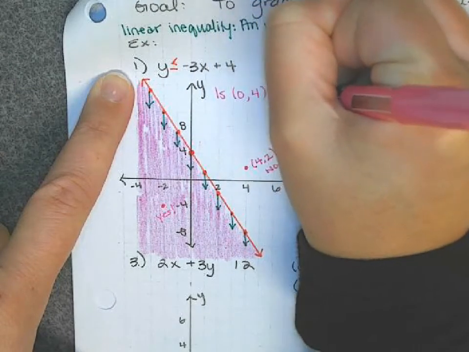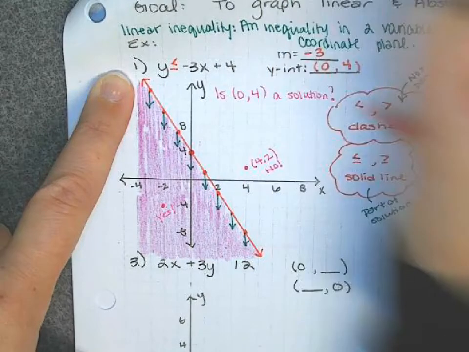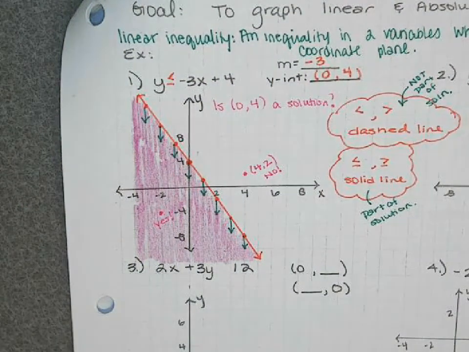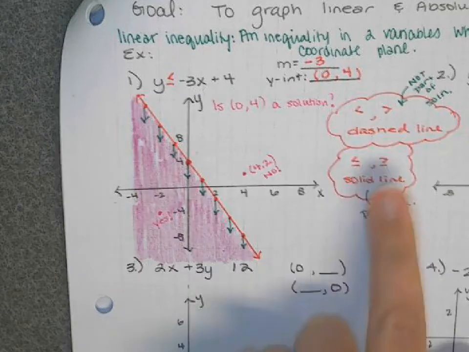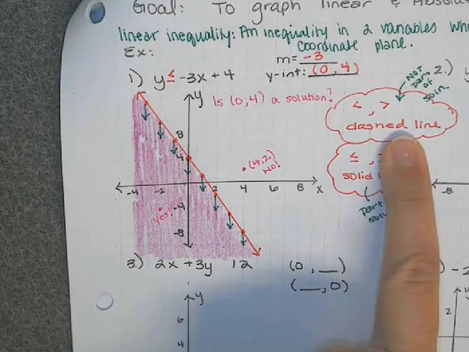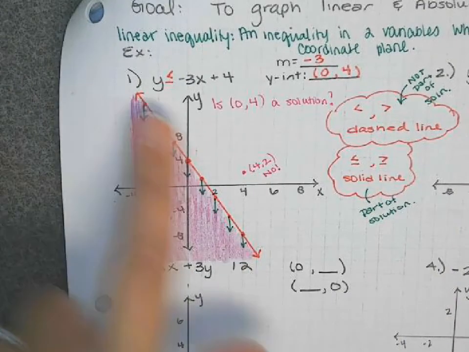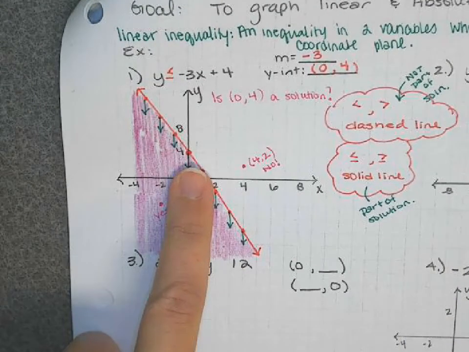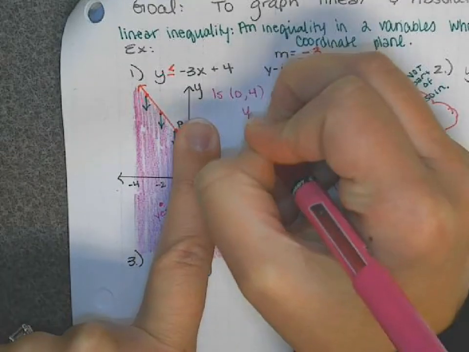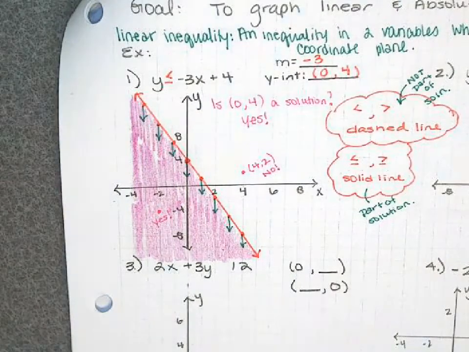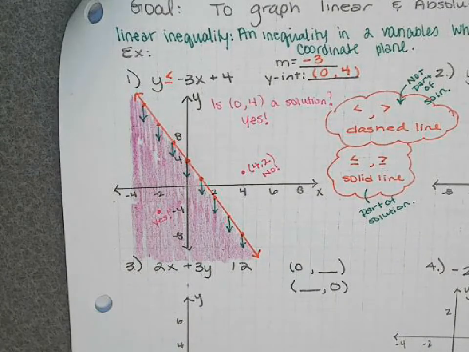Yes. And that's the tricky one because it's on the line. So you have to ask, if it's a solid line, then it is part of the solution. But if it's a dashed line, it would not be a part of the solution. This one's a solid line. So is (0, 4) a solution? Yes, it is.